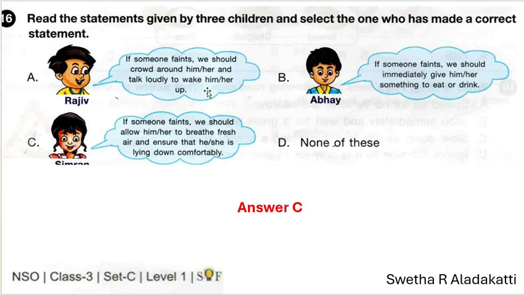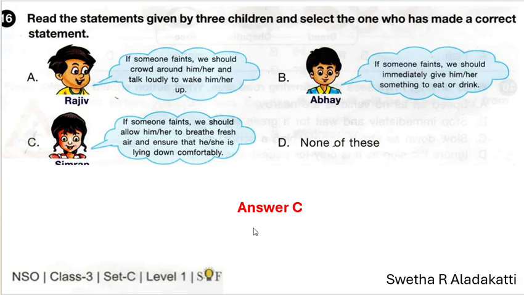So Rajiv says if someone faints, we should crowd him or her to wake him. No, if we crowd, how will he breathe? He has already fainted. He needs something to breathe. Now, Abhay says we should immediately give him or her something to eat or drink. No, first let him or her get up, relax a little, and then we can give something to eat or drink later. Simran says if someone faints, we should allow him or her to breathe fresh air and lie down comfortably. Yes, that's how he will relax. Let him breathe a little fresh air and then later he can eat or drink. So lie down comfortably. Simran is right.